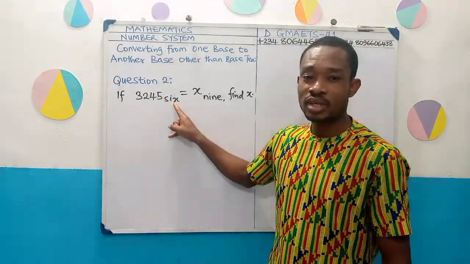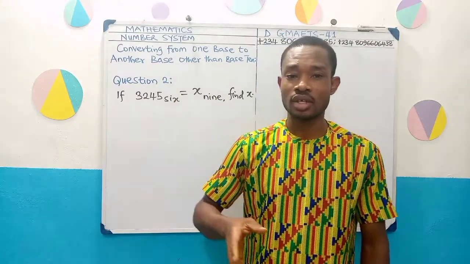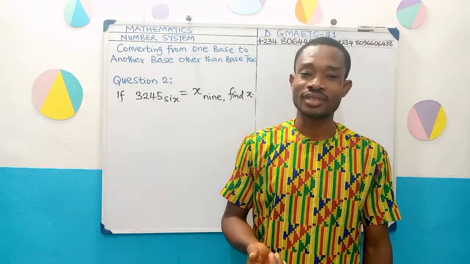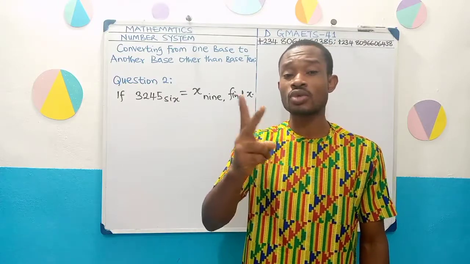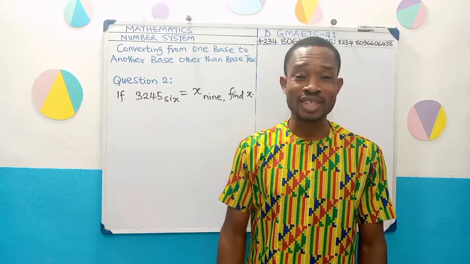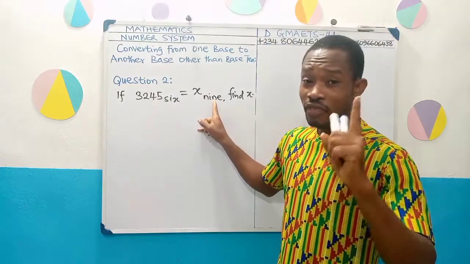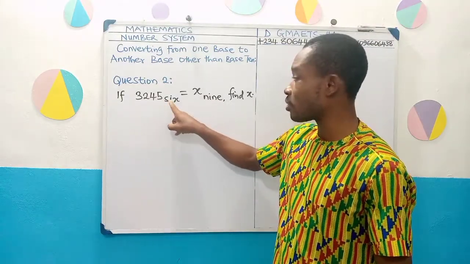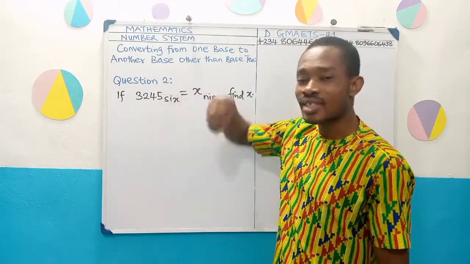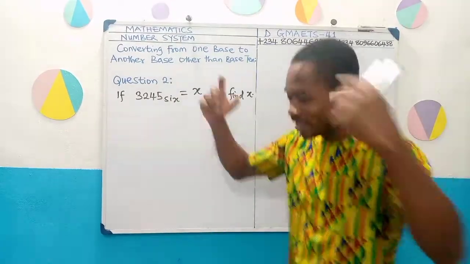So the idea in this question is simple. We are converting from base 6 to base 9. Now these are two bases which are not base 10, so all we are going to do is repeat the same procedure we did in question 1. There are always two steps in solving a problem like this when you are converting from one base to another base which is not base 10. First, we convert this number from base 6 to base 10. Second, we convert the answer we get in base 10 to base 9.